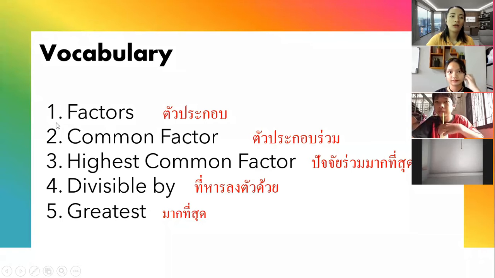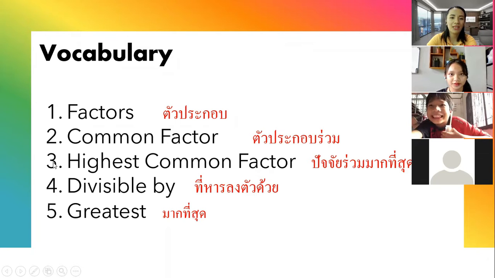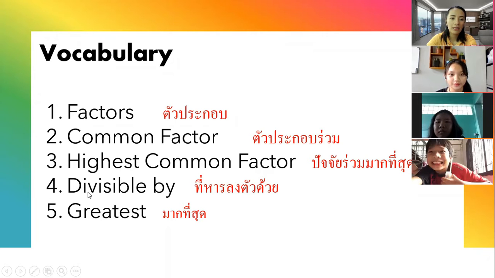Okay, so please listen. 1, factors. 2, common factor. 3, highest common factor. 4, divisible by. 5, greatest. I'll repeat. Number 1, factors. Number 2, common factor. Number 3, highest common factor. Number 4, divisible by. And number 5, greatest.